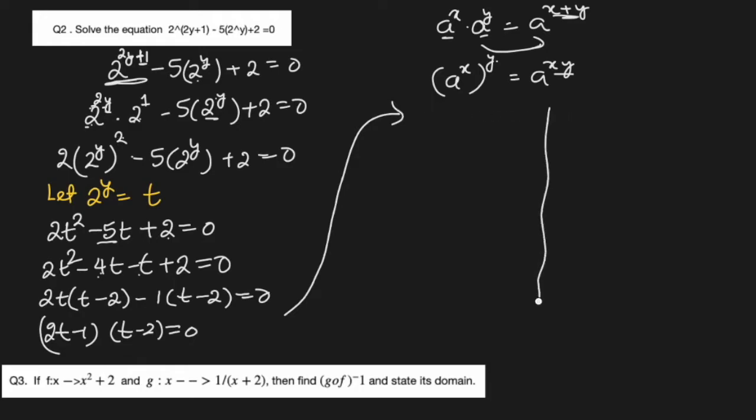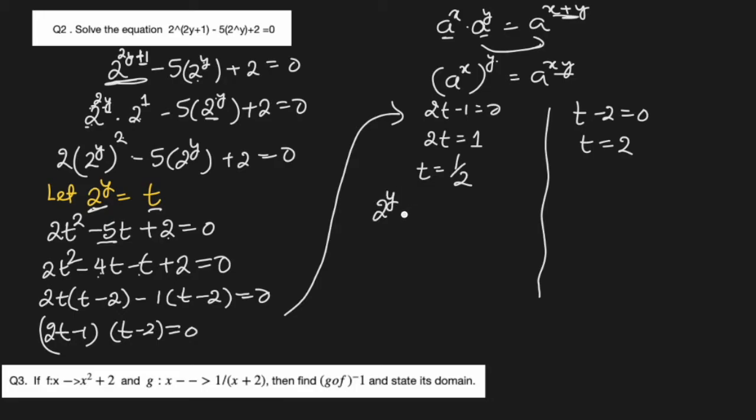So we get two answers. First, 2t minus 1 equal to 0. This gives us 2t equal to 1. That means t is 1 over 2, half. Similarly, the other one is t minus 2 equal to 0. t is 2. Remember, t was not the real one. t was our creation. Actual expression was 2 to the power y. And that's what we will write here. 2 to the power y equal to 1 over 2. Or I can write 2 to the power minus 1.